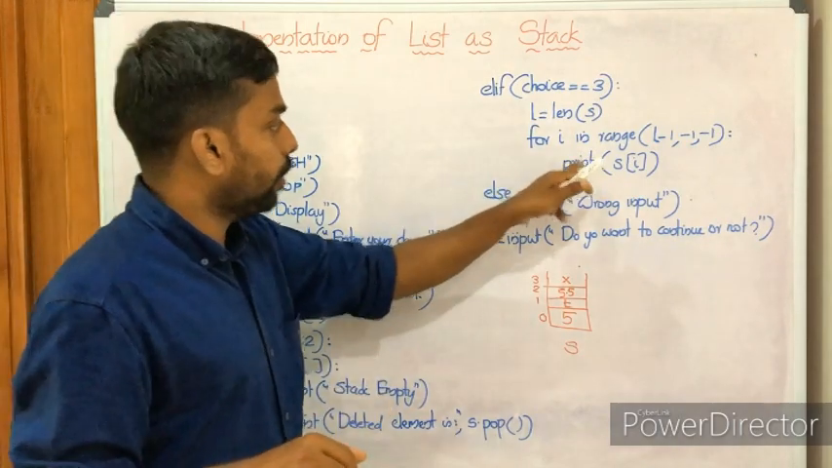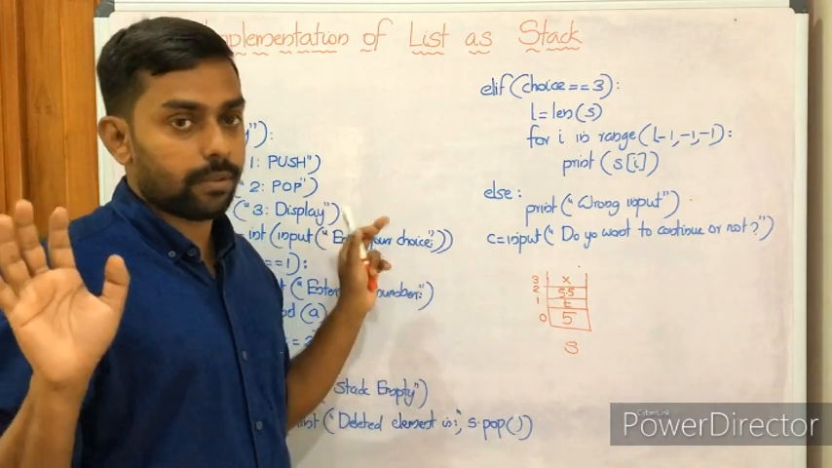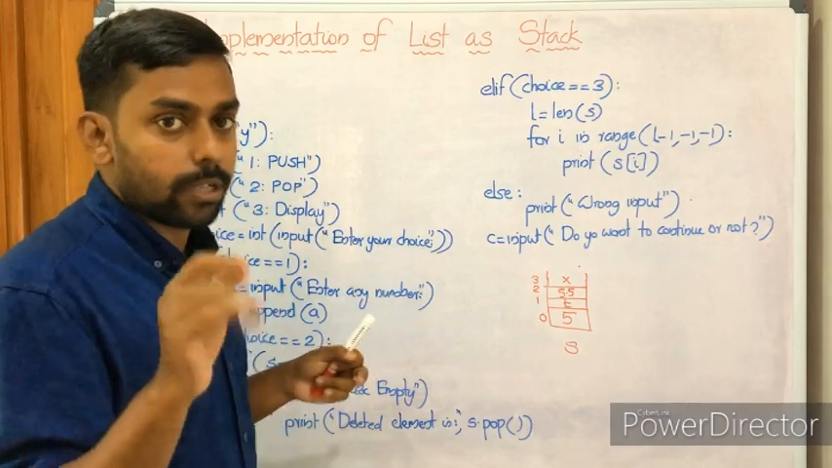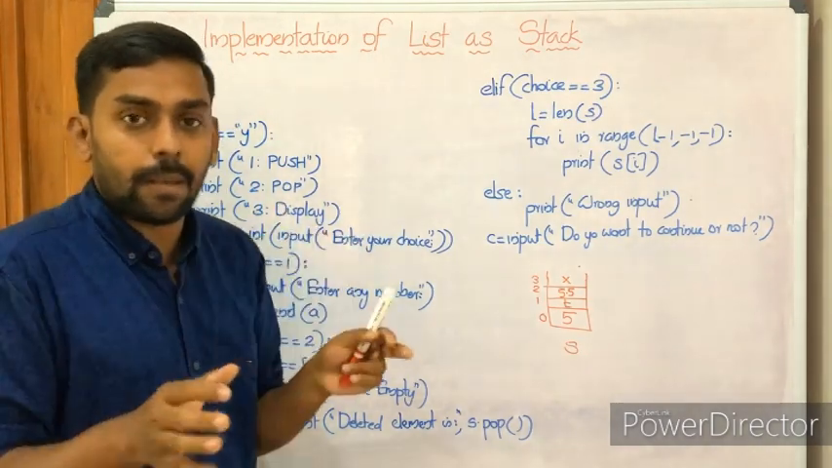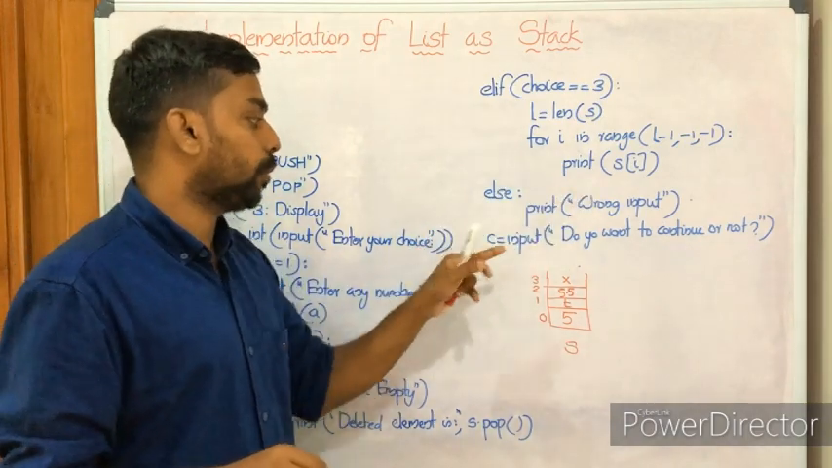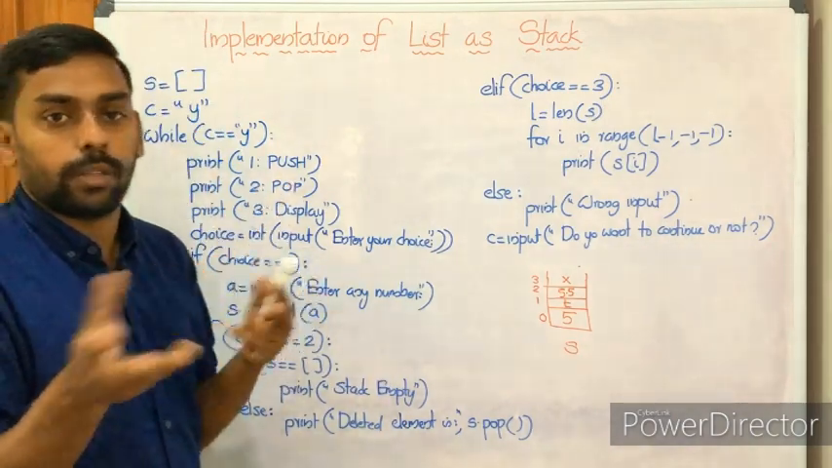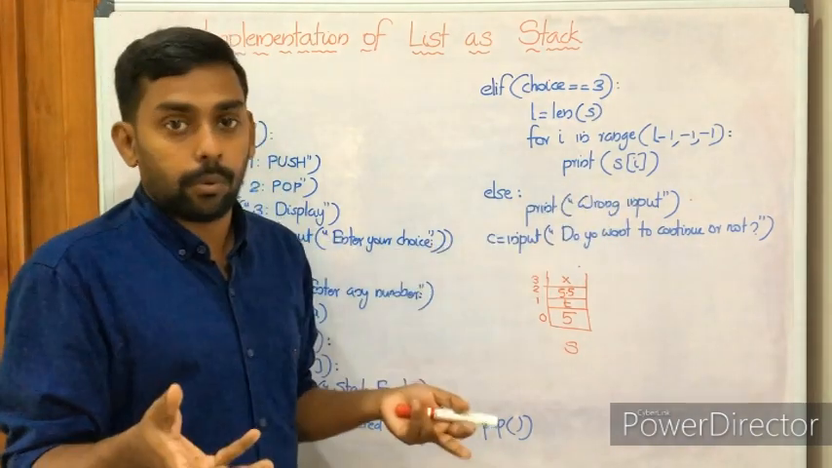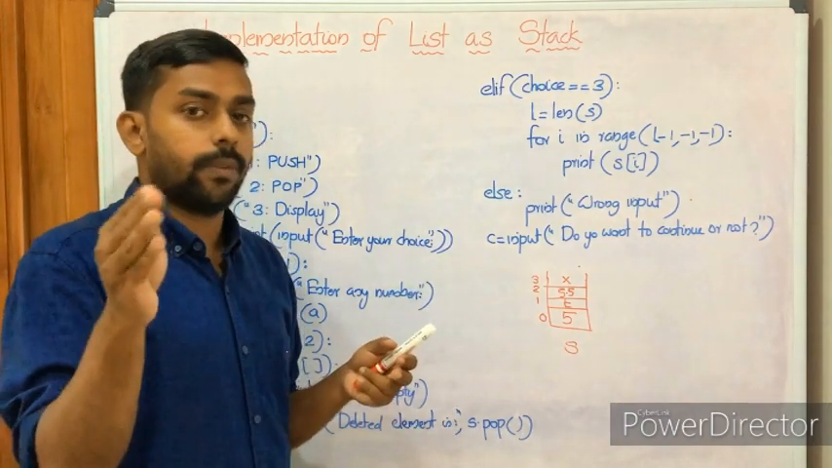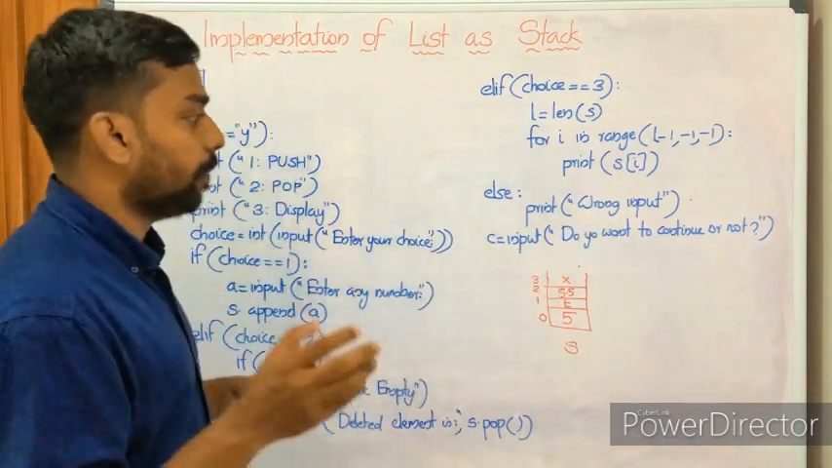So we are printing each time the values x, 5.5, t and 5. This is the order of printing in the case of traversal or displaying. In any example we print from last to first. Then finally, else print wrong input. Else means suppose you input some value other than 1, 2, 3, what happens? It must show wrong input. Suppose you input 5 for choice, it must not be executed, because we have only 3 if-elif structures. Then c equal to input of "do you want to continue".